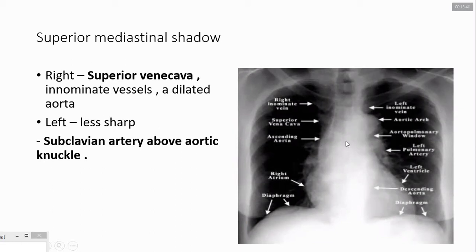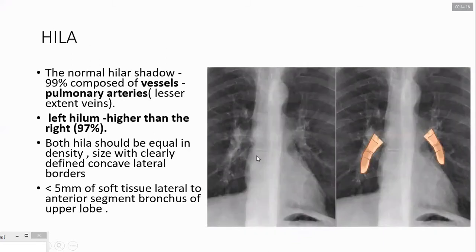Always keep in mind there is the place for the descending aorta, and this is the shadow of the superior vena cava. Similarly, this is the shadow of the aortic knuckle, the outer part of the aorta, and this is the pulmonary artery. And there is a concavity. This concavity is known as the aortopulmonary window, and many pathologies are associated with it. This is also a very important structure. Always keep in mind this window is formed between the arch of the aorta and the shadow formed by the left pulmonary artery.